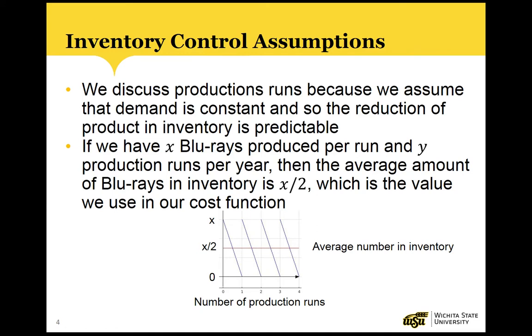We discuss production runs because we assume that the demand is constant, and so the reduction of product in inventory is predictable. For instance, if we have X Blu-rays produced per run and Y production runs per year, then the average amount of Blu-rays in inventory is X divided by 2. And we're going to use this value in our cost function. We see this demonstrated by the figures shown.